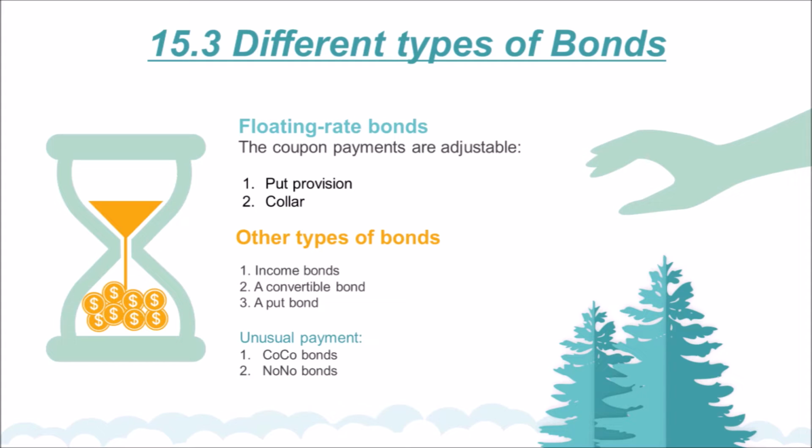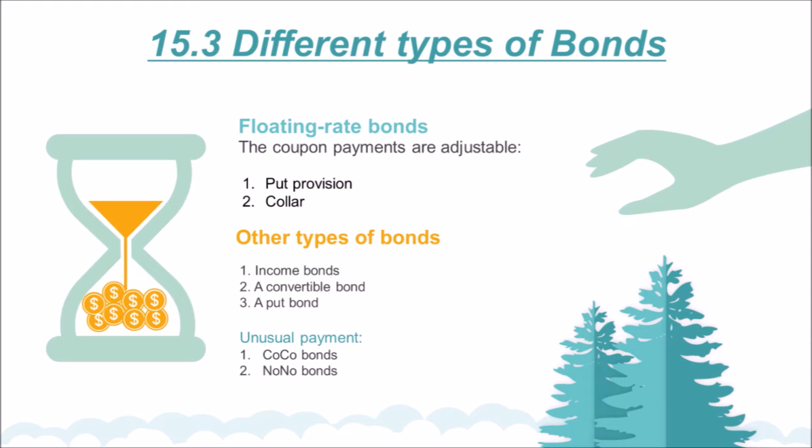First, the holder has the right to redeem his note at par on the coupon payment date after some specified amount of time. This is called a put provision, and it is discussed in the following section. Second, the coupon rate has a floor and ceiling, meaning that the coupon is subject to a minimum and maximum, and in this case, the coupon rate is said to be capped, and the upper and lower rates are sometimes called the collar.